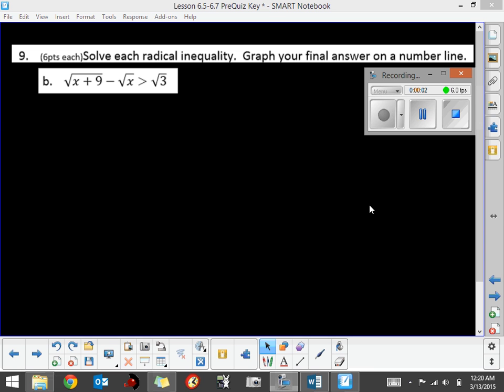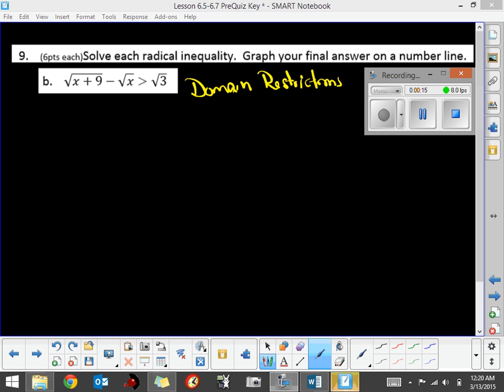Okay, the final one, 9b, we're solving a radical inequality, so we want to make sure that we do our domain restrictions. So I'm going to hit those right away. What we want to make sure is our radicands are non-negative, so that means our x plus 9 needs to be greater than or equal to 0, which forces us to choose only inputs that are greater than or equal to negative 9. That's one restriction.